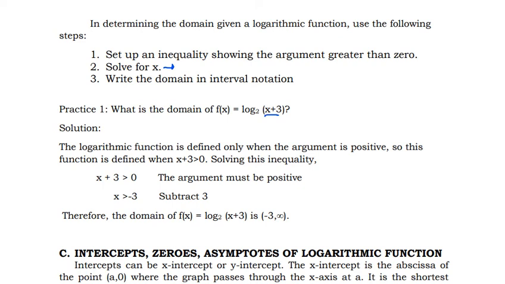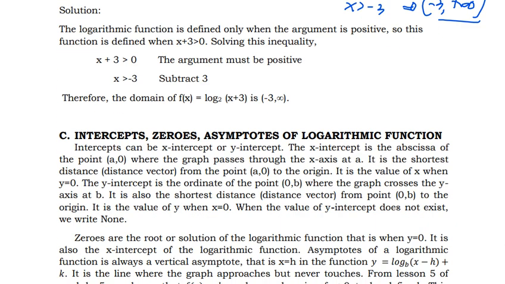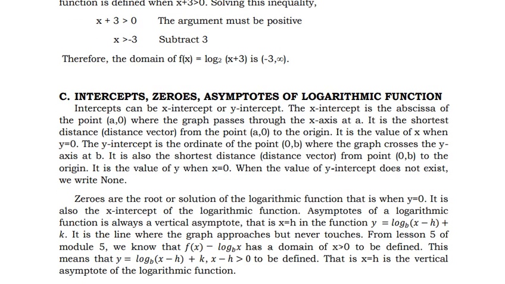So for example, we have here that we set x plus 3 must be greater than 0. And therefore, x is greater than negative 3. That is our domain. And therefore, in the interval notation, we can write here, hindi kasali ang negative 3, pero yung boundary natin to positive infinity to that one. Okay? So I think we're done with the domain. Now we proceed to the intercept, zeros, asymptotes, and logarithmic function.